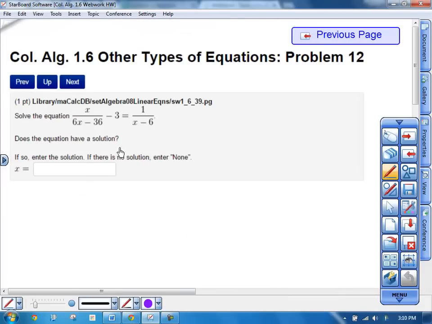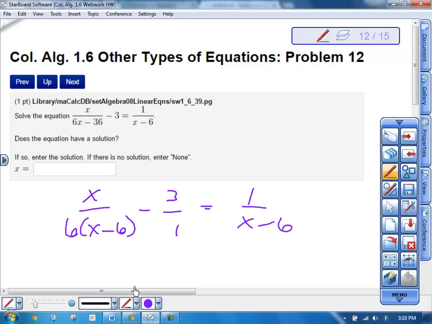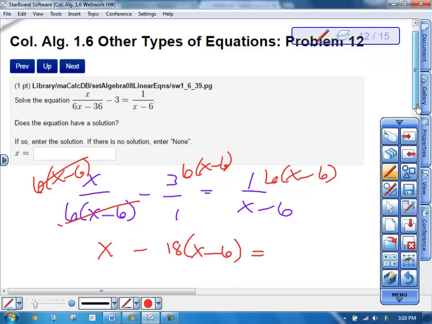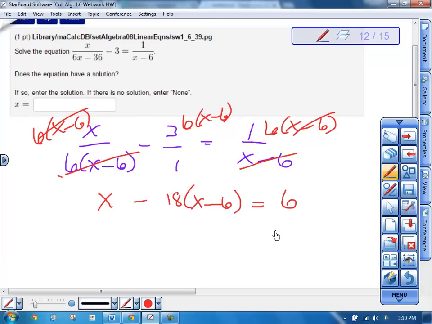Next one, once again, you want to clear fractions. So it's x over, if you pull out a 6, it's x minus 6 minus 3 over 1 equals 1 over x minus 6. So to clear fractions, you multiply through by this, 6 times x minus 6. And this whole thing cancels. You get x minus 3 times 6, which is 18 times x minus 6. And then the x minus 6 cancels and you get 6.